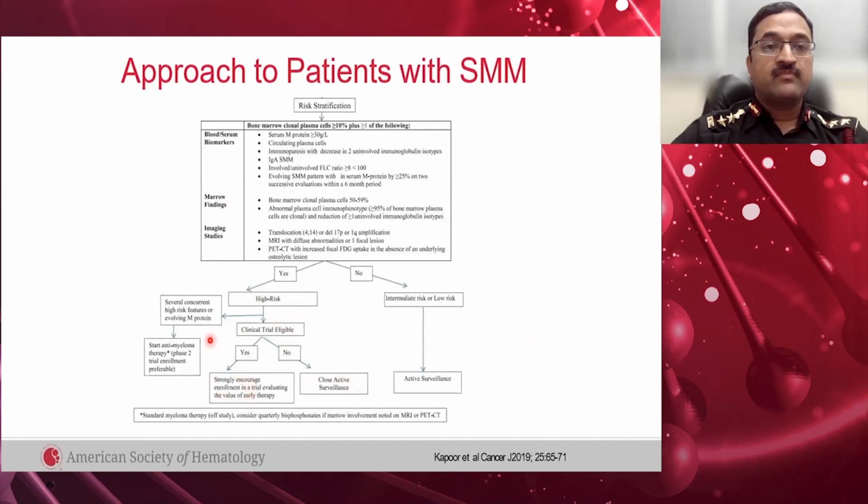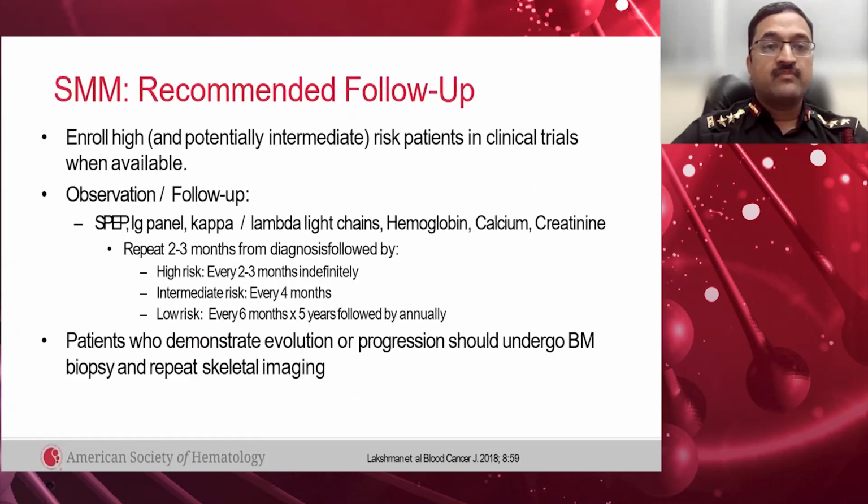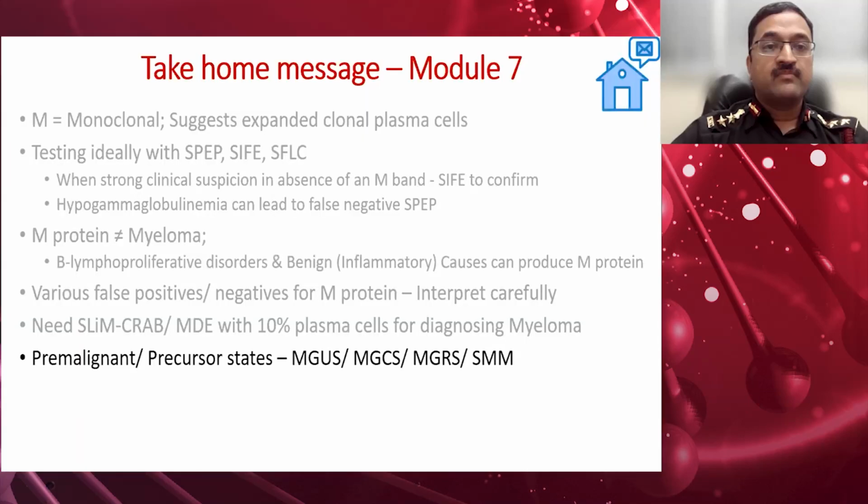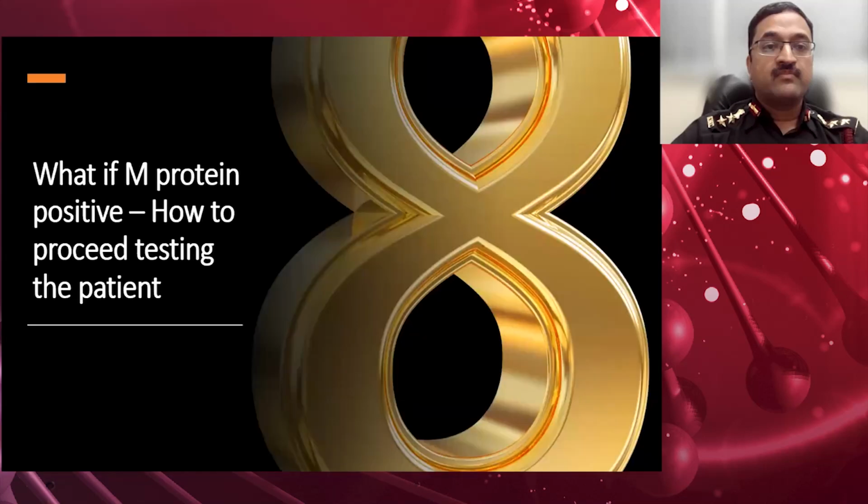Now, there have been several cases with concurrent high risk features and evolving M protein, wherein the patient has rapidly rising M protein. Those are small cases wherein there are trials to suggest that they might benefit, but nothing as of date suggests treatment for smoldering. Now, this is a suggested recommended follow-up. So at the end of module 7, we would say that the precursor states, including smoldering, also need to be monitored, but not treated as of now outside clinical trials. Now, what if M protein is positive and how to proceed with the testing?